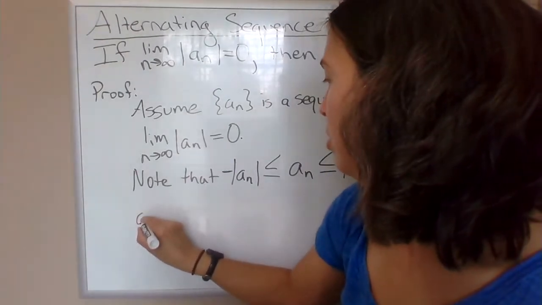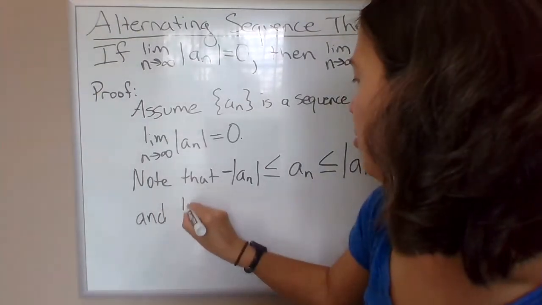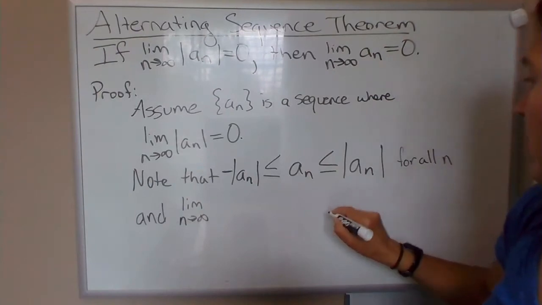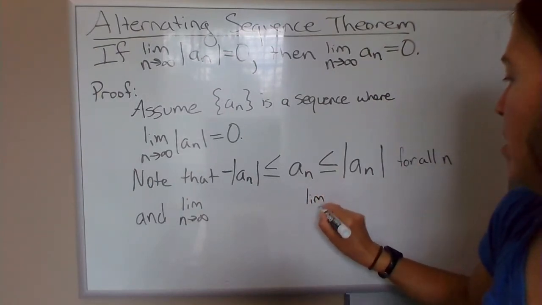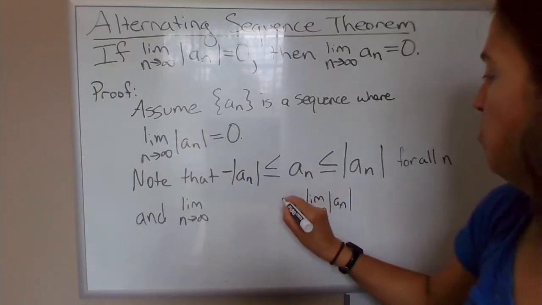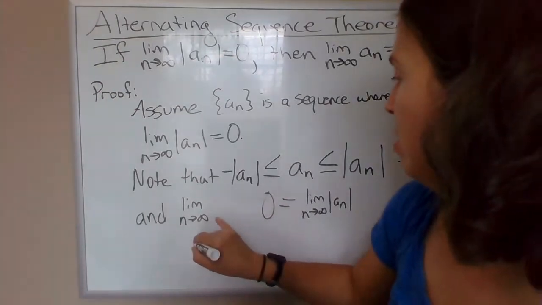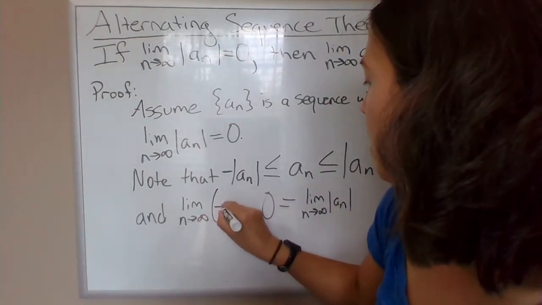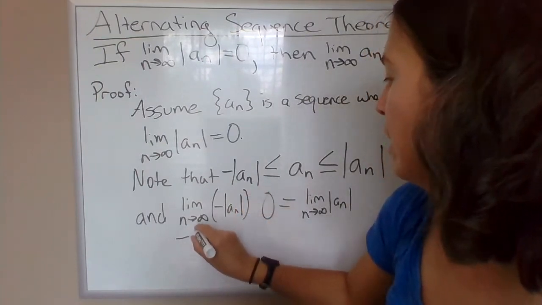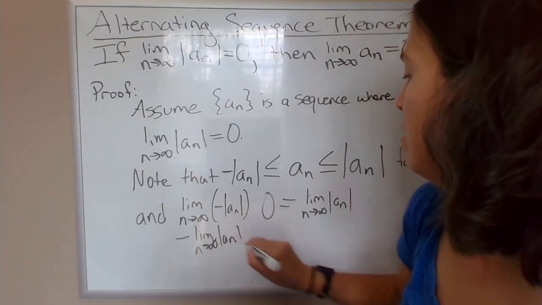Also, and so forget this period for a minute, the limit as n approaches infinity of, well, let's take the limit on this side. The limit as n approaches infinity of the absolute value of a_n. This is the one that we're assuming is equal to 0, so this is approaching 0. Also, if you take the limit of negative absolute value of a_n, well then here you could just move the negative in front, and then it's the limit as n approaches infinity of absolute value of a_n, which we just said is 0.